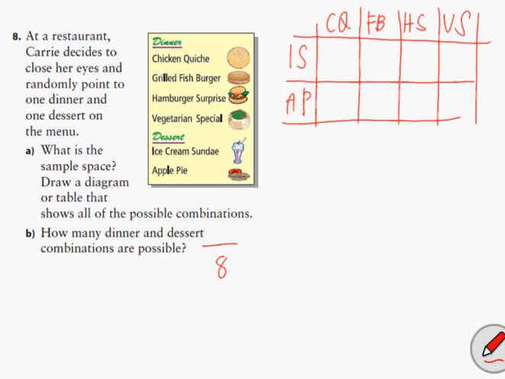I probably, if I had to choose one, I'll probably go for the grilled fish burger with apple pie. That would be my choice. Anyone else? Anyone else?